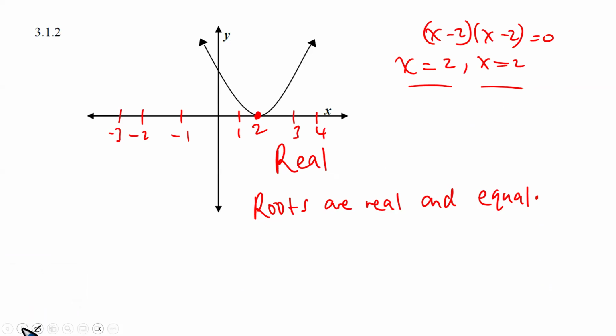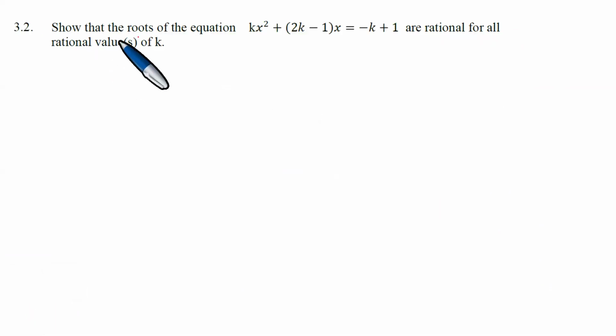Okay, we are finishing our discussion, guys. Show that the roots of the equation are rational for all rational values of k. Guys, this is a Gauteng June examination, provincial. Very likely you're going to write a provincial. Sometimes you write district papers too. Question 3.2 is our last question: show that the roots of the equation are rational for all rational values of k.